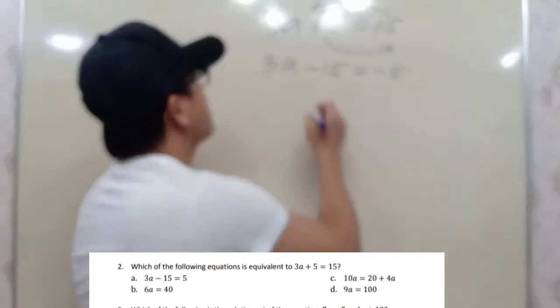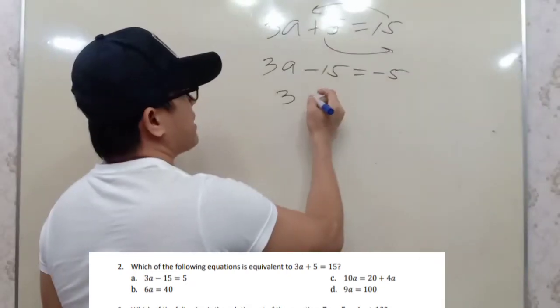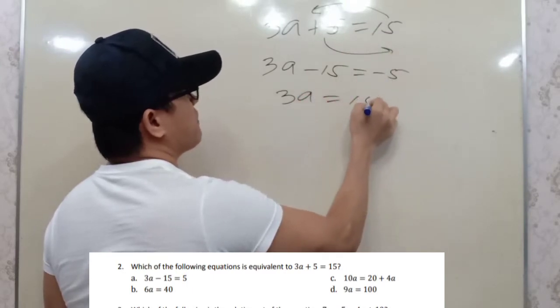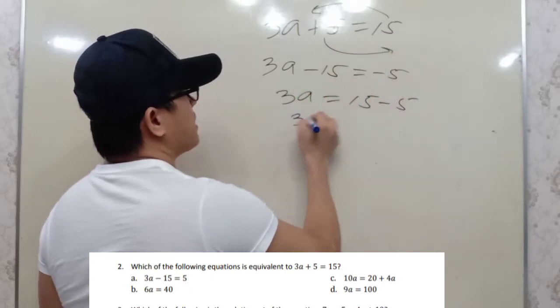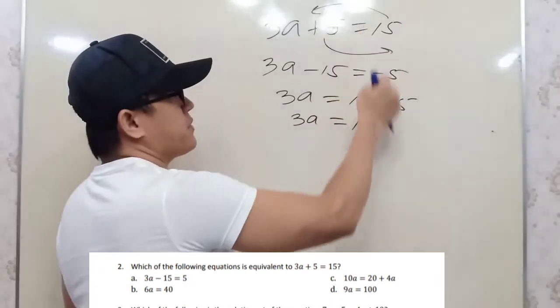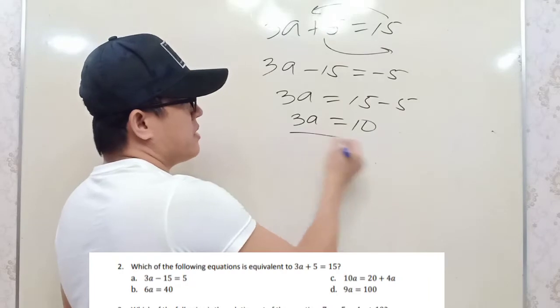Or this one, move natin in the other side. Let's try the other side. Move natin si 5 in the other side. So, magiging 3a is equal to 15 minus 5. So, this one, 3a is equal to 10. Okay? Because transposing will always give you negative. So, 3a is equal to 10.